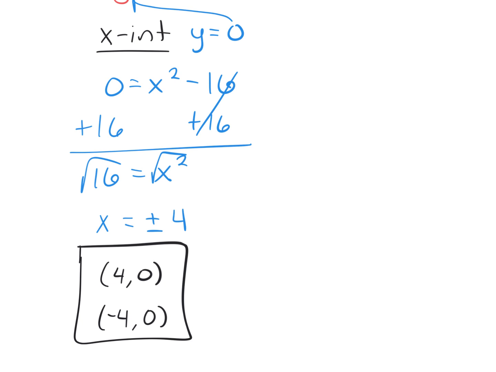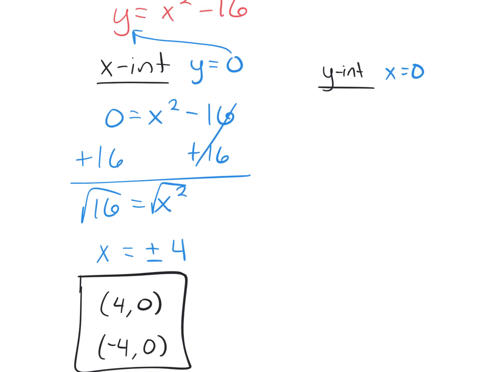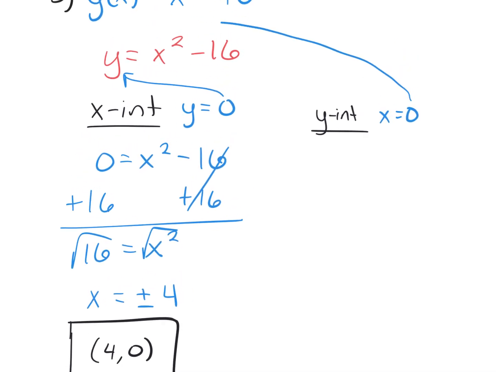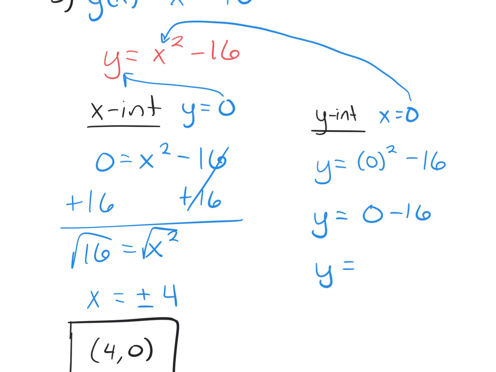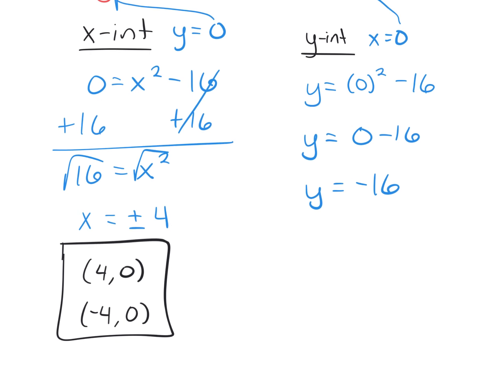Am I done? No, what do we have to find next? Y-intercept. Plug 0 for x. Yep, x is 0 this time. So listen to what you just said. If x is 0, I'm plugging 0 in for x. So I have y equals 0 squared minus 16. What's 0 squared? 0 minus 16. Negative 16. How do I write that? 0, negative 16. Good.